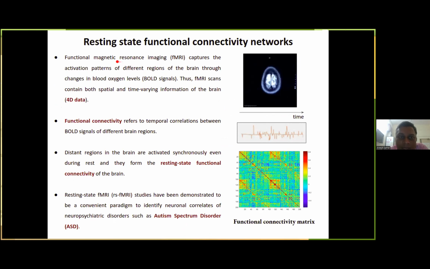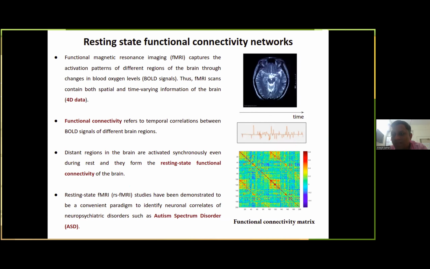So the functional magnetic resonance imaging, or fMRI, captures blood oxygen levels, or what are known as BOLD signals. Thus, fMRI scans contain both spatial and time-varying information of the brain. So it's 4-dimensional data. And functional connectivity refers to how different regions in the brain are activated synchronously even during rest, and they form the resting state functional connectivity of the brain. By the way, resting state functional connectivity network is established in neuroscience.